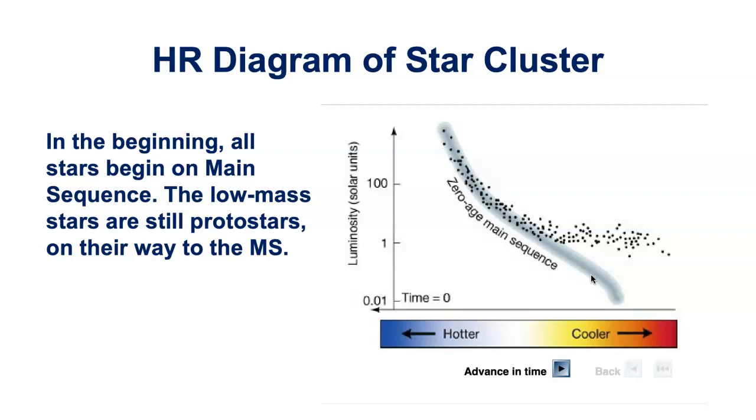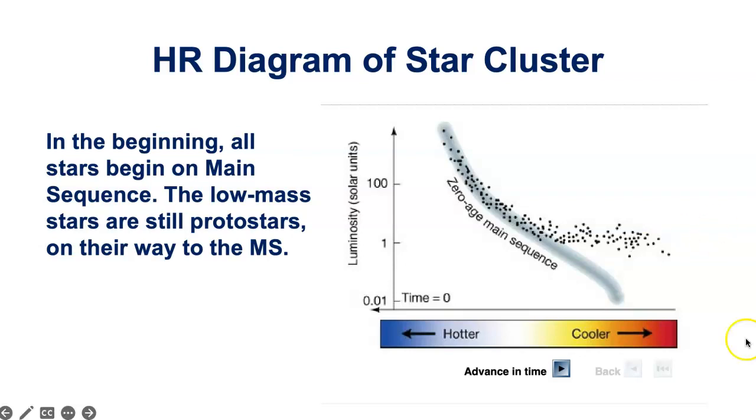This cluster just formed, and the high mass stars are main sequence stars already, and the low mass stars are still working their way toward getting to be main sequence stars. All right. So at the beginning of time, not the beginning of time, but at the beginning of the life of this cluster, here's what the HR diagram for the stars in this cluster will look like.